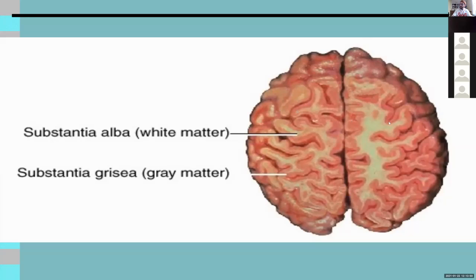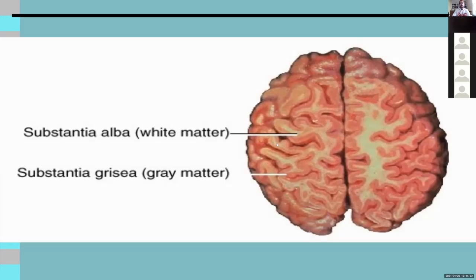When you slice the cerebrum and leave a bottom, slice the top off, you can see that there are two different types of nervous tissue. We have white matter, and then we have gray matter. Remember, gray matter is the cell bodies, dendrites, and unmyelinated axons. So we have lots and lots of neurons connecting to each other everywhere we have gray matter.